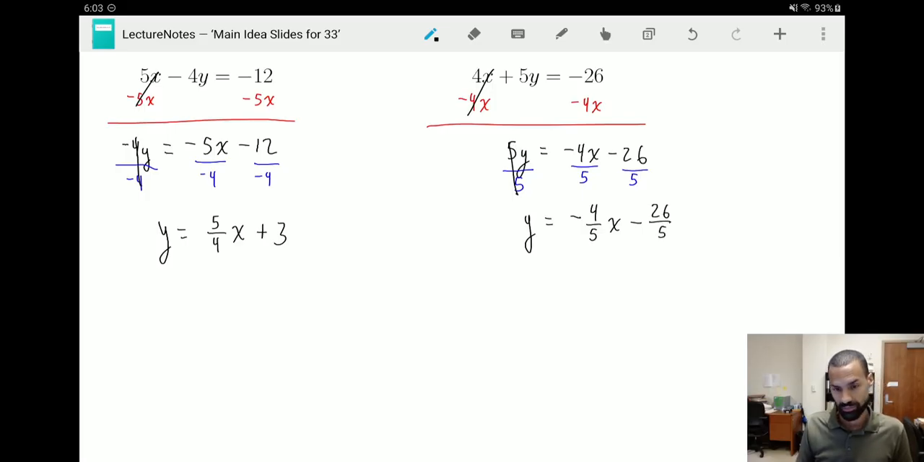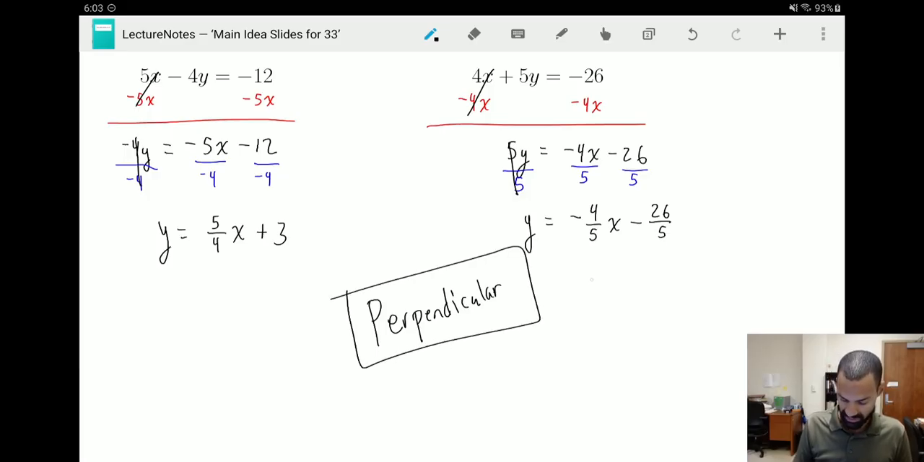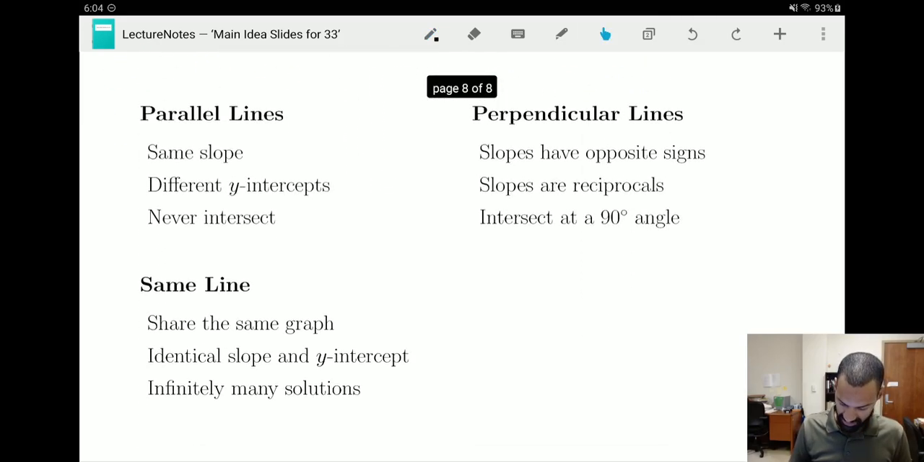Okay, maybe nothing is jumping out at you right away, but look at the slopes a little bit more closely. We have 5 over 4, we have 4 over 5. They are reciprocals of each other. We have a positive, we have a negative. They're opposite signs. Together they make up perpendicular lines. These lines are perpendicular. I'm not going to write this down because I already typed this up. They have slopes that are opposite signs, and they are reciprocals of each other. So therefore they intersect at a 90-degree angle. That's how you can tell that they are perpendicular lines.